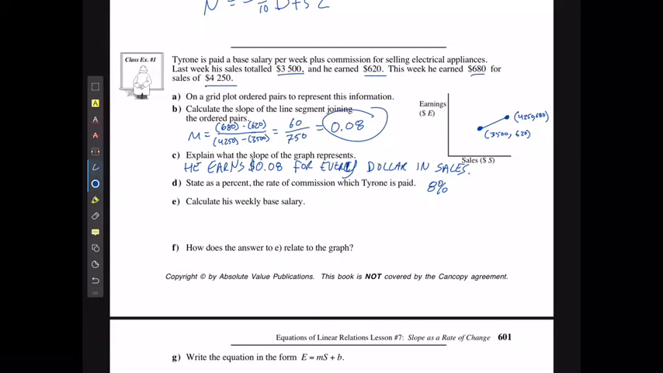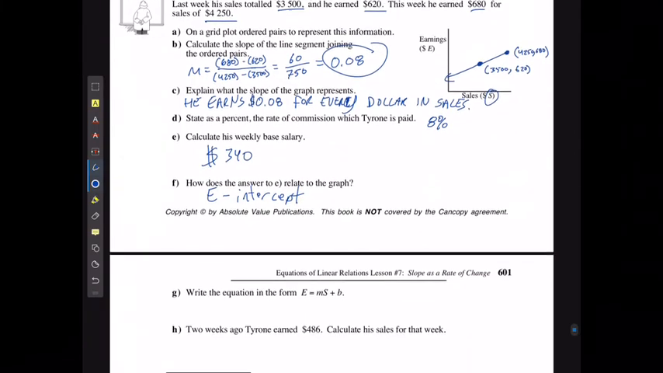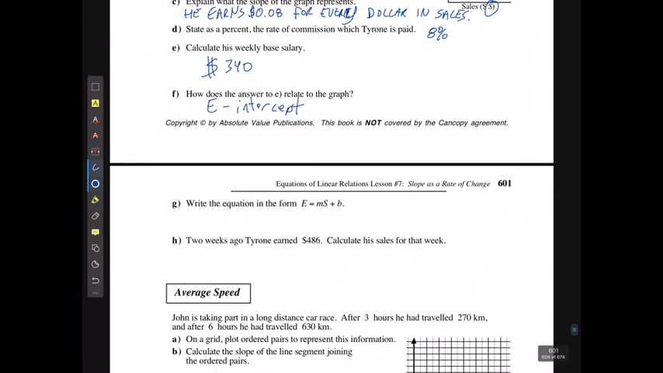Calculate what his weekly base salary is. Once again, we're going to go over how to do that and then stretch the line back to the point where it gets to 0. But for right now, I'm just going to tell you that it was $340. And how does this answer relate to the graph? We're going to call it the E-intercept. The equation is going to be E is equal to 0.08 S plus 340.